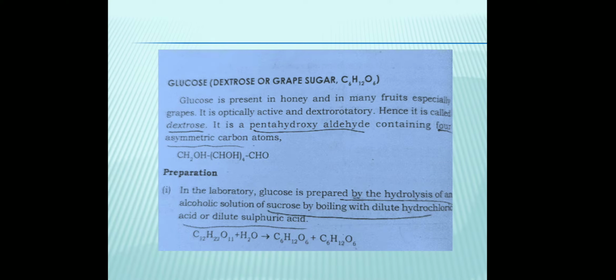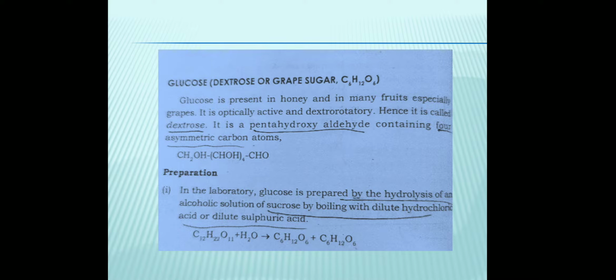Glucose, or grape sugar, C6H12O6. Glucose is present in many fruits and honey. It is a pentahydroxyaldehyde containing 4 asymmetric carbon atoms and hence it is optically active also. It is dextrorotatory and hence it is called dextrose. The structure of glucose is CH2OH, CHOH 4 times, CHO.